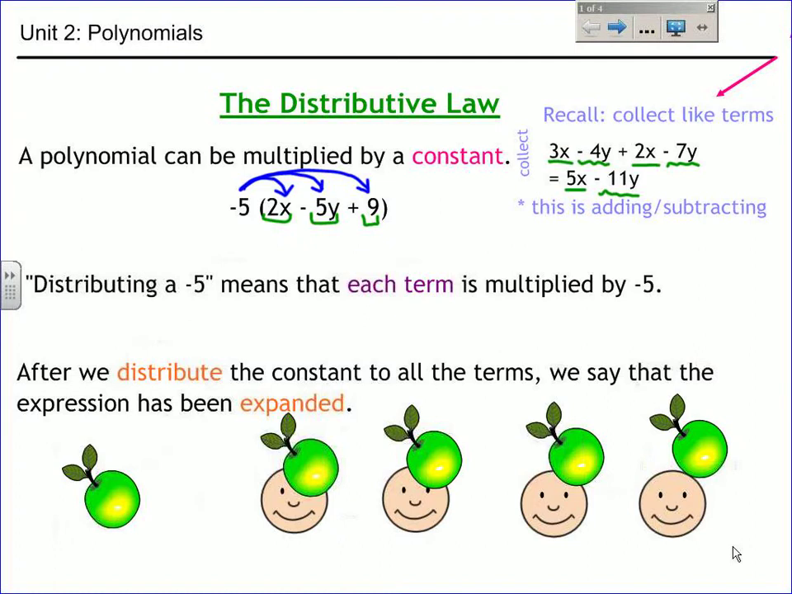If you need to pause the presentation at this moment to write this step down, you can do so. Otherwise, if you're ready to move on, let's take a look at the first example.